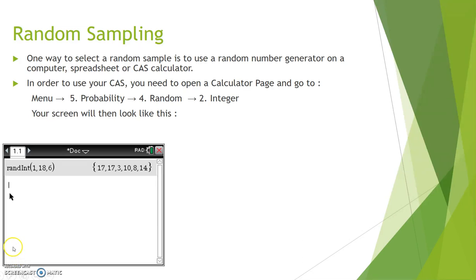You can see here that we have RandInt, which stands for random integer, within the range of 1 to 18, and I'm going to select 6 in my sample. When I did this, here were the numbers I came up with: 17, 17, 3, 10, 8, 14. As you can see, the danger is sometimes a number can be repeated. After all, they are random.